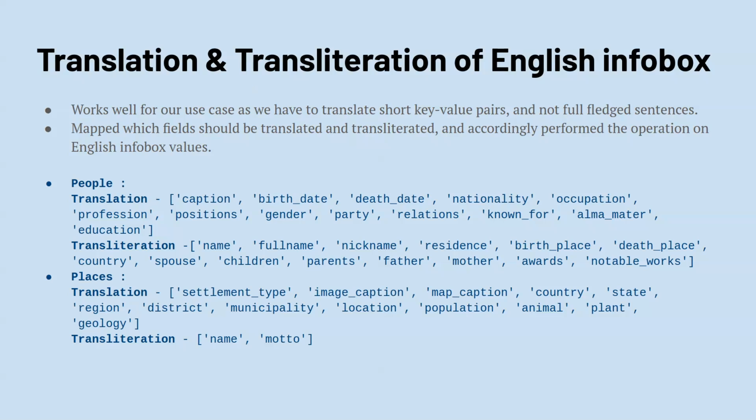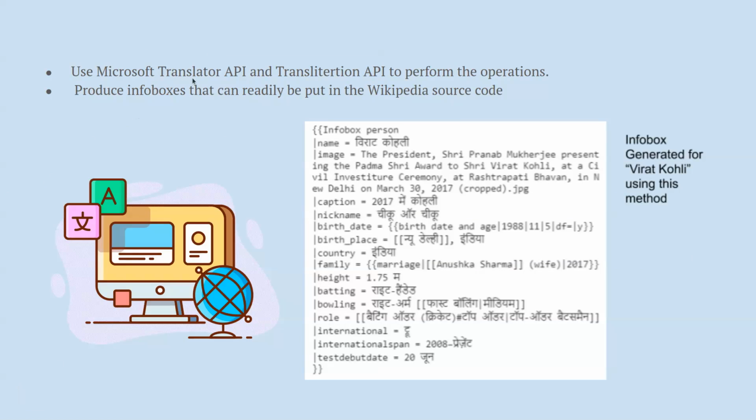Coming to our second approach of translating English infoboxes, this works well for our use case as we don't have to translate full-fledged sentences or articles, but just short key value pairs. We map which of the previous properties should be translated or transliterated and accordingly perform the operation. This is the list for the same. We use the Microsoft Translator API or Transliteration API to perform these.